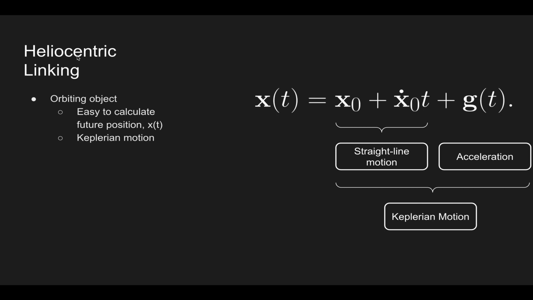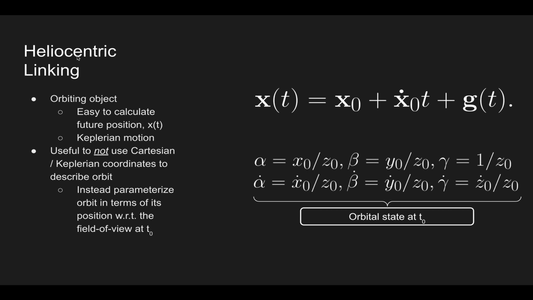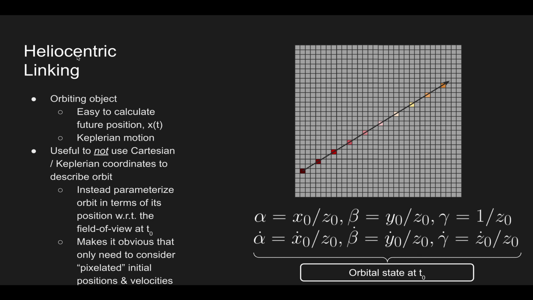Now, it turns out to be useful, even though it's executing Keplerian motion, not to think of Keplerian coordinates or even really Cartesian coordinates. It's actually useful to parameterize the orbits in terms of some angular variables that give you the starting position of that object with respect to your first exposure. And so here we're taking the Cartesian x, y, z components and turning them into some alpha, beta, gamma angular components. One of the reasons for doing this is it helps us to think about what sets of orbits are worth thinking about.